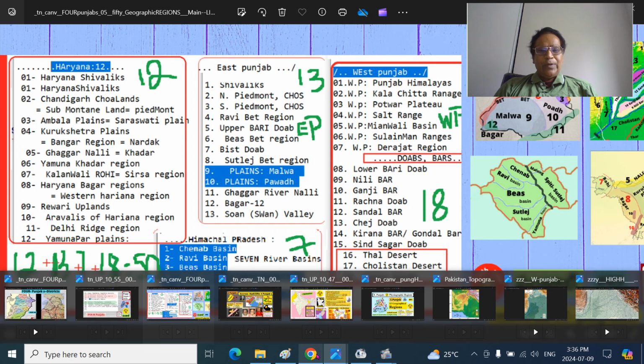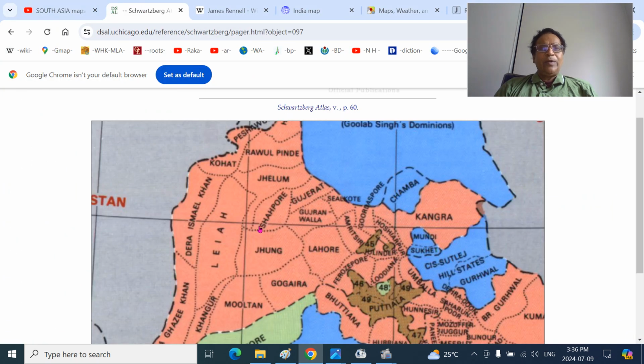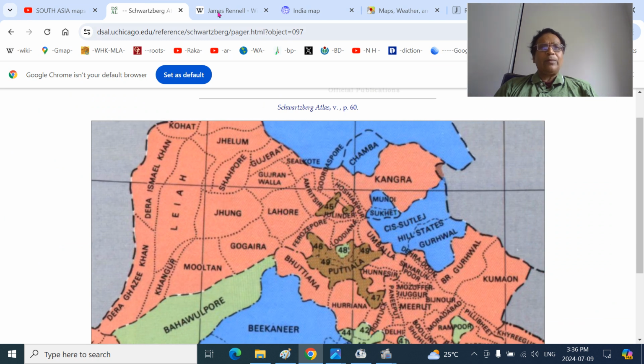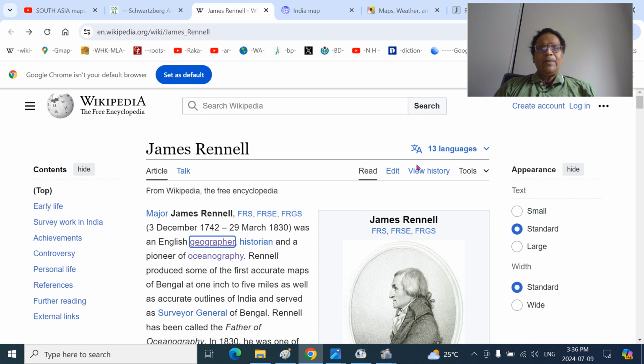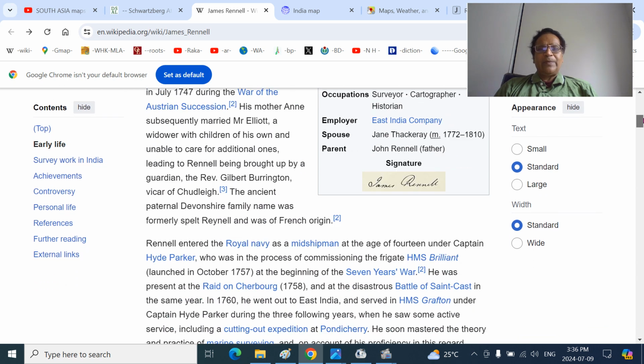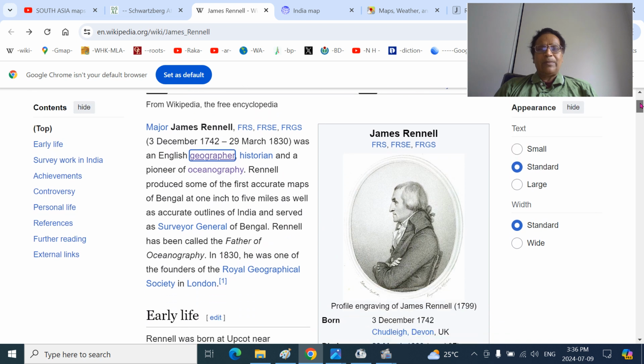So let's go and see that. This is the political map. You don't see much difference. Now we are talking about physical geography of India. The systemization of the geographical knowledge started after the Battle of Plassey and Buxar. The first geographer of India is James Rennell.